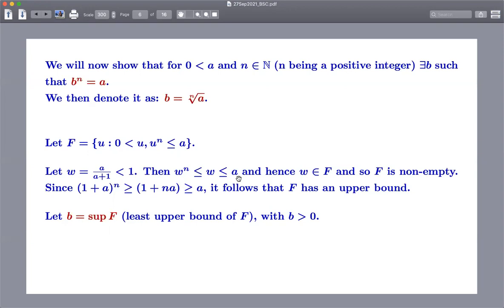Yeah, there are many different ways of writing the proof. So we could even take A plus 1 as an upper bound, because it's more than A, so it's more than the nth root of A. See, as I've told you, you can write the proofs in many different ways.